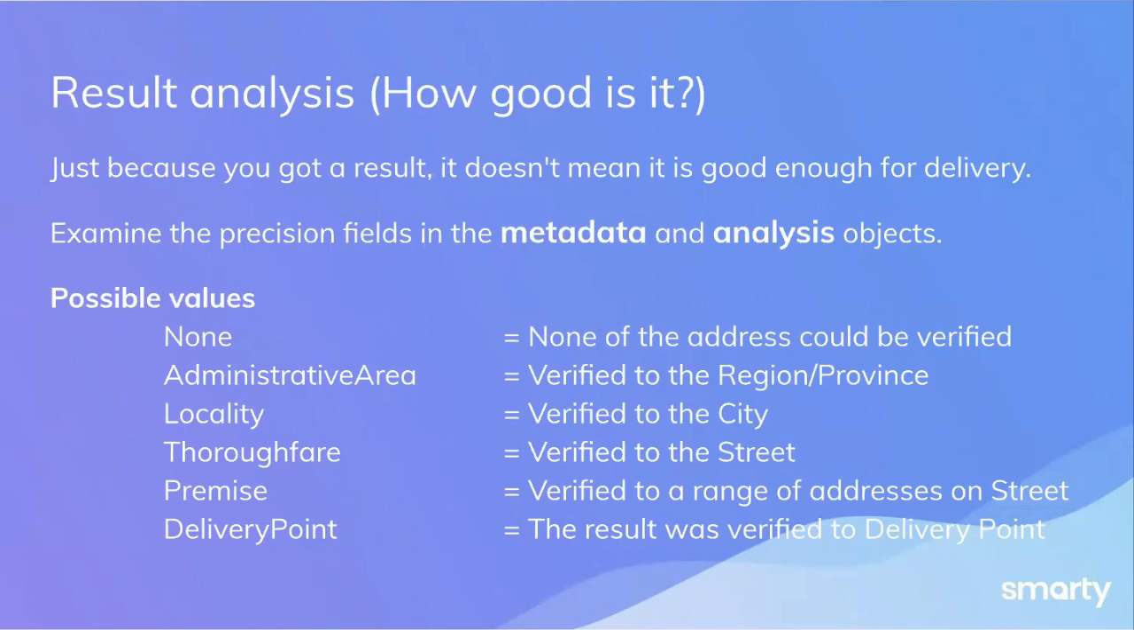The locality means that we verified it only down to the city. We couldn't get any more specific than that. Thoroughfare means down to a street level. Premise means that it could be in a range of addresses. It could be like an apartment building or something along those lines. But we couldn't get it down to an actual delivery point. And then delivery point, of course, is where it needs to go, right in the mailbox.